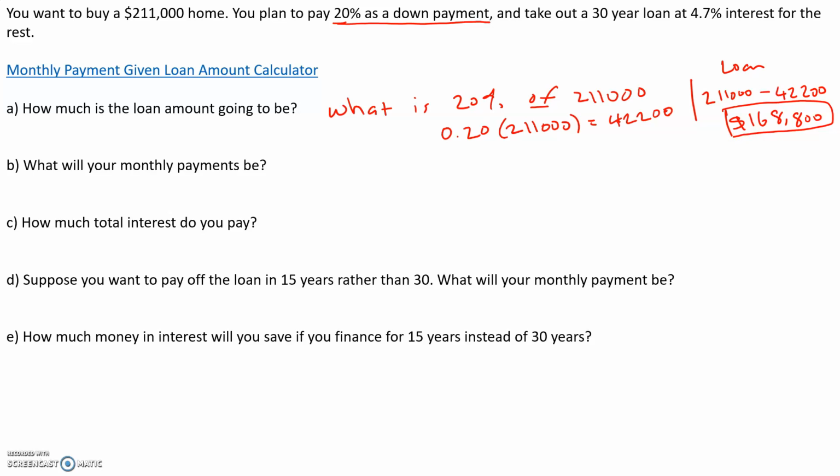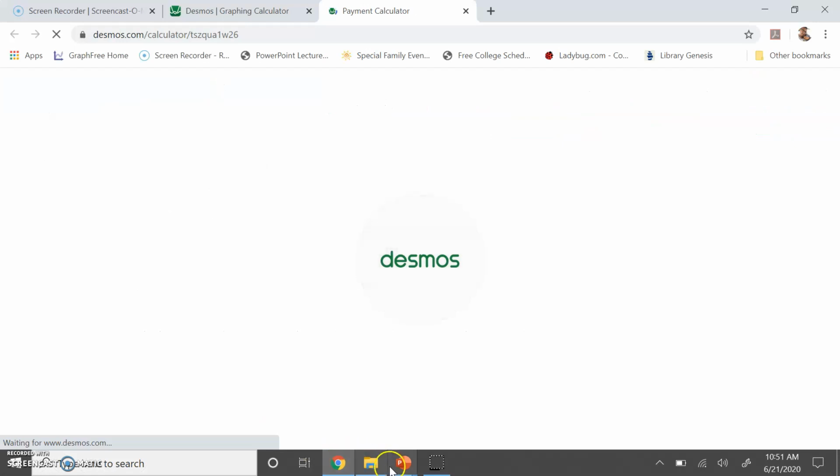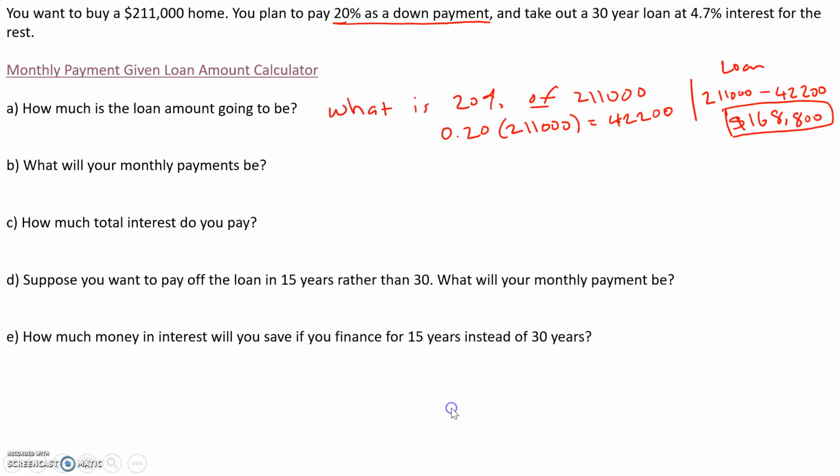All right, part B says, what will your monthly payments be? So for that, we're going to use the monthly payment calculator. Okay, so let's click on that. And then for the monthly payment calculator, here's what we need. We need to know what is our principal amount, what is the amount that we're paying off. So that's going to be 168,800. What is the interest rate? So the interest rate, 4.7%.